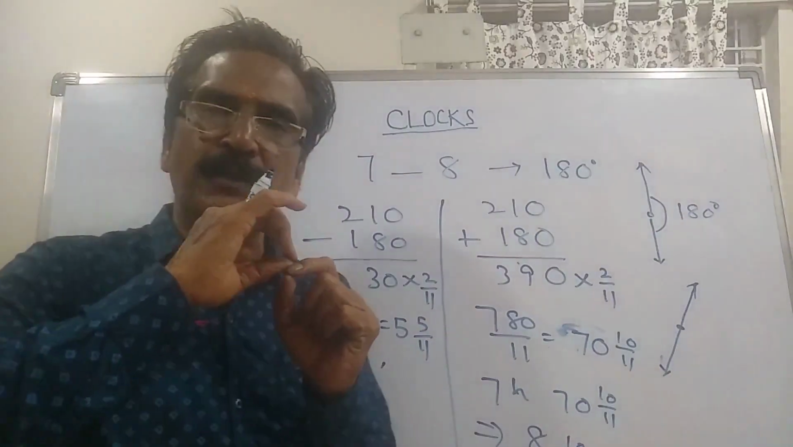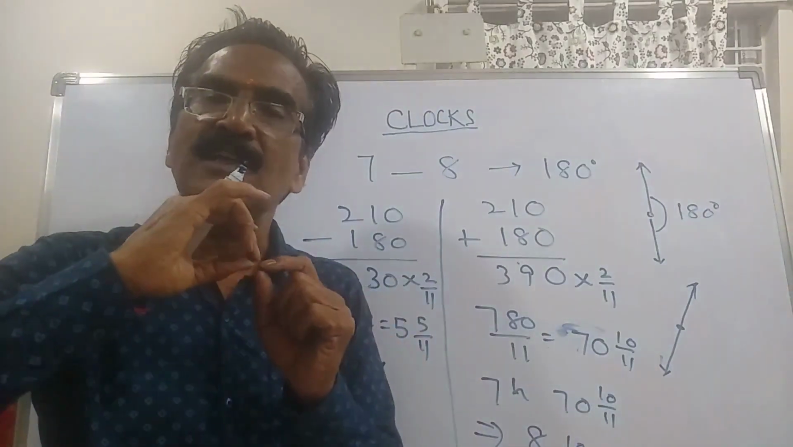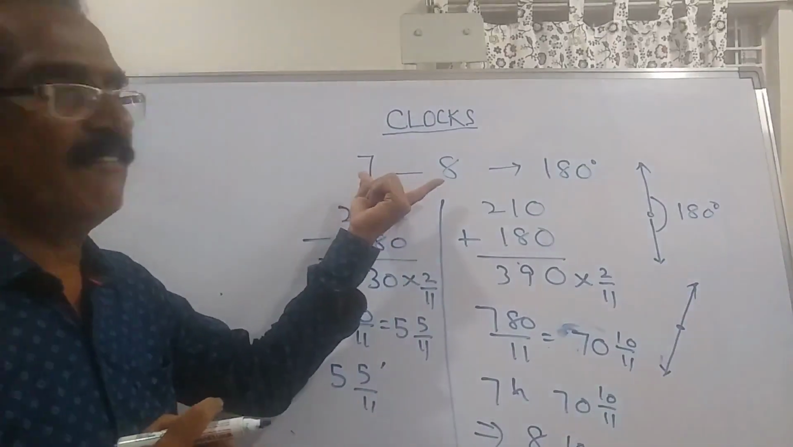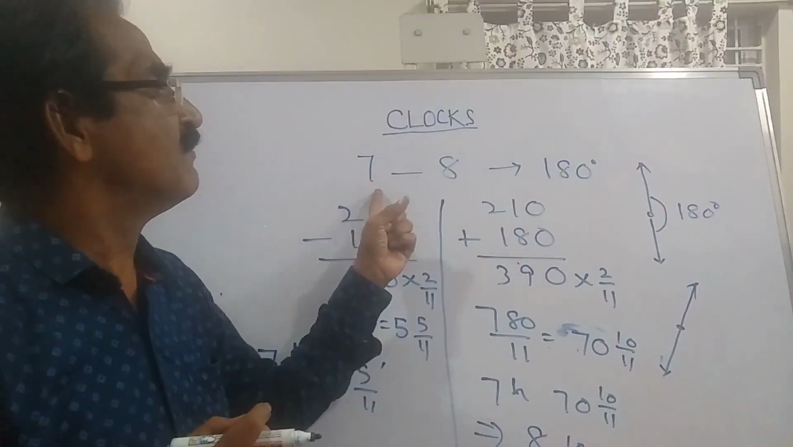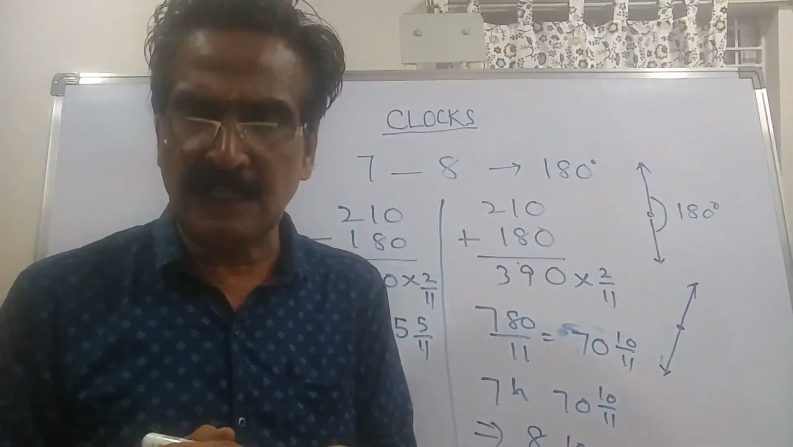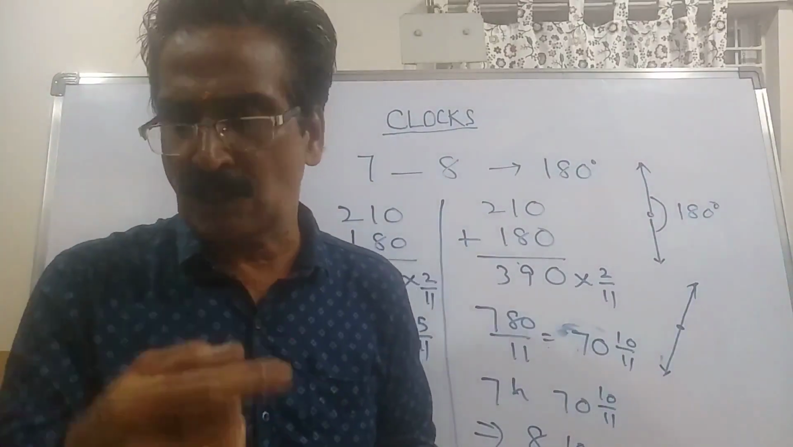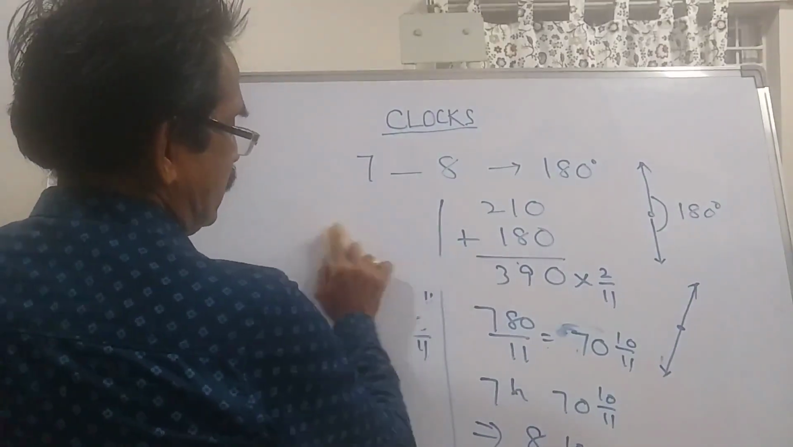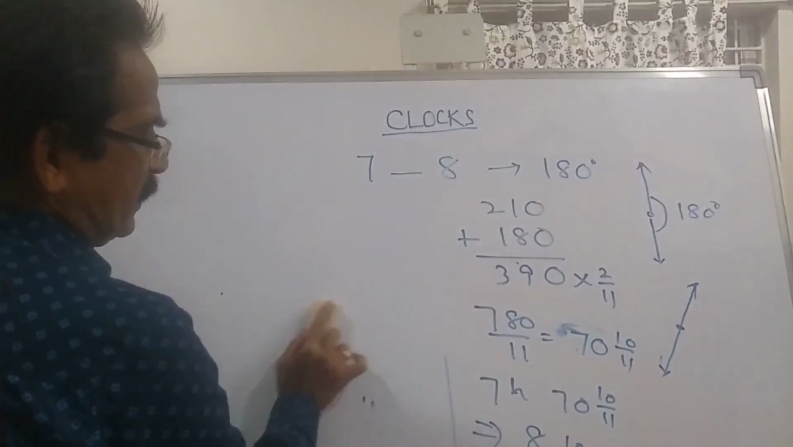So the hands will come to a straight line position only once in a 1 hour span. Between 7 and 8, the hands come to a straight line position only once. That point we will discuss later. So friends, let us consider one more last example.